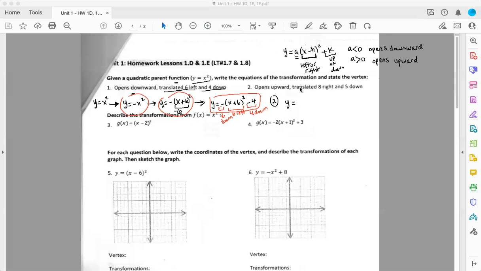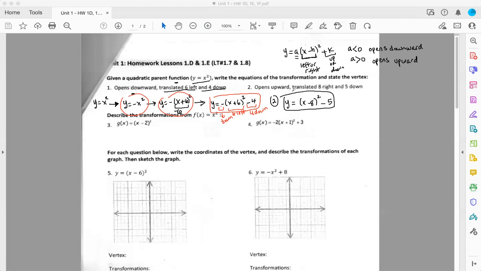Now, opens upward for number 2. That means the number in front of the x squared is positive. So we're going to keep it 1. And then translate 8 right, that's going to be x minus 8 squared. That's 8 right. And then 5 down, that's -5. And that's it. So I did this in just one step.